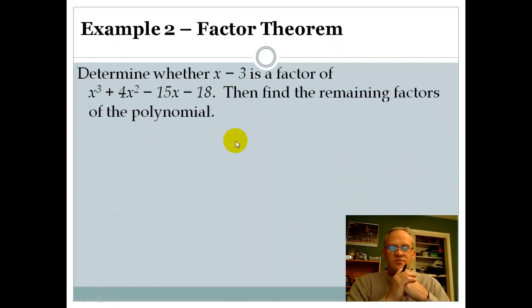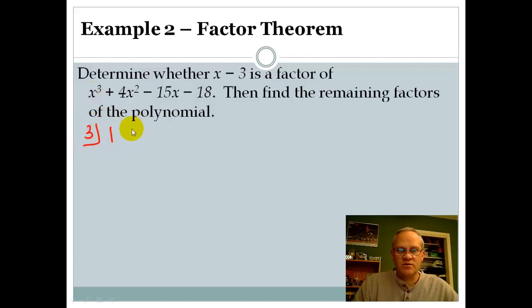So here's the kind of problem that they'll be asking for. They'll say determine if x minus 3 is a factor of that polynomial, and if it is, then find the remaining factors, okay? Which means we might have to factor it down a little bit, okay? All right, so let's start out with this by seeing if this is a factor. We do it by synthetic division. So since it's x minus 3, we put a positive 3 in the box. And then remember our numbers here. It's 1, 4, negative 15, and negative 18.